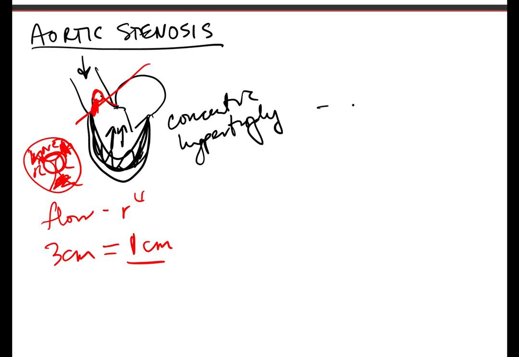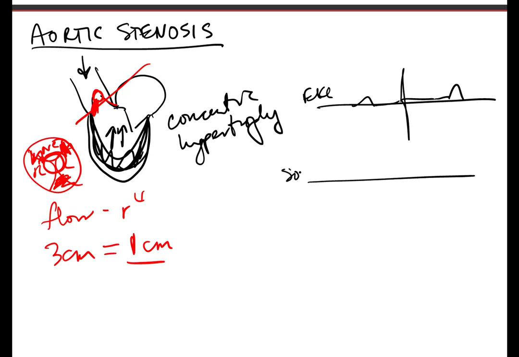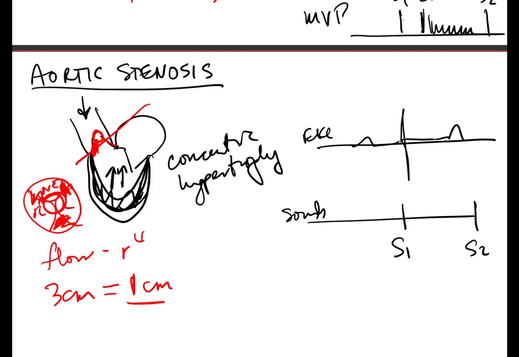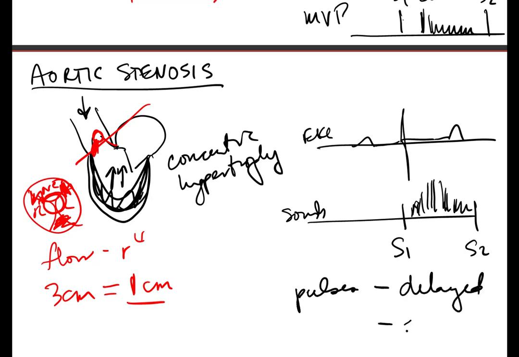If we take a look at the murmur, we're going to see our EKG, which is going to give us our P wave, QRS, T wave, and that's in terms of our sounds. That's going to give us an S1 and an S2, and this is obviously going to be a systolic murmur with our classic crescendo-decrescendo murmur. Remember, this is going to have abnormal pulses, which are going to be delayed and diminished.